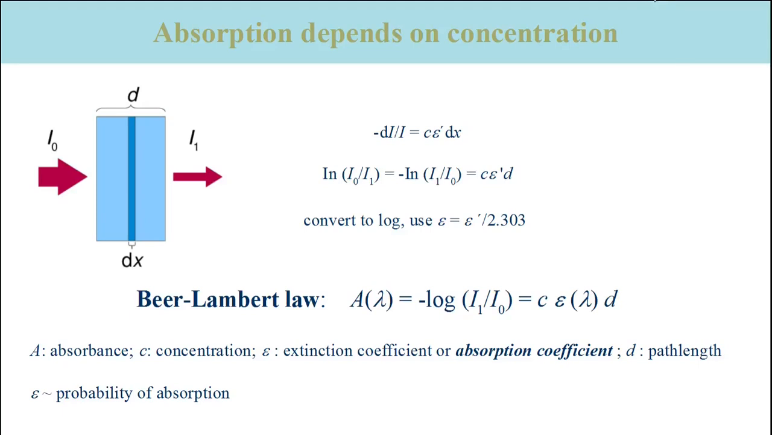Not surprisingly, the amount of absorbed energy depends on the number of absorbing molecules, which means on their concentration. The relationship is given by the well-known Beer-Lambert law. I am sure that you have already encountered it during your studies, and therefore I will not derive it here. The derivation can be found in any physical chemistry book, and the main steps are shown here in the middle of the slide.